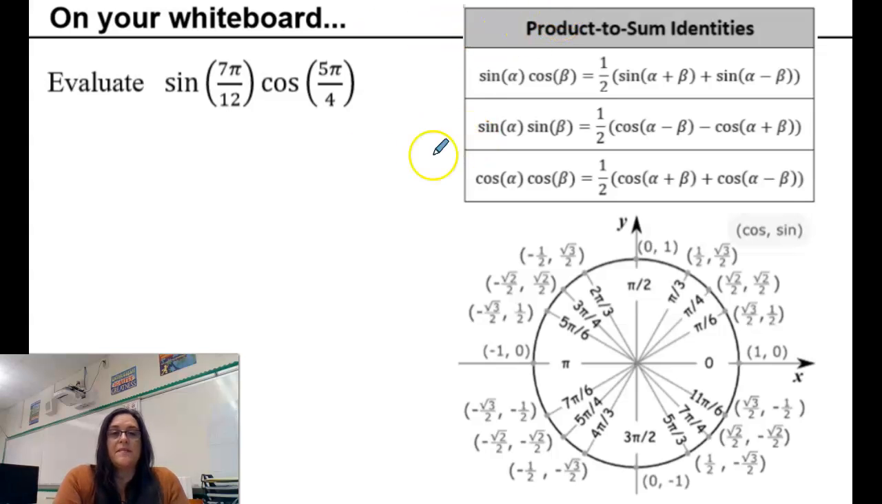Hey, welcome back. I'm going to have you pause the video while you work out this problem on your dry erase board or on scratch paper, and then you can resume the video once you've given this problem a try, and we'll go over it together.